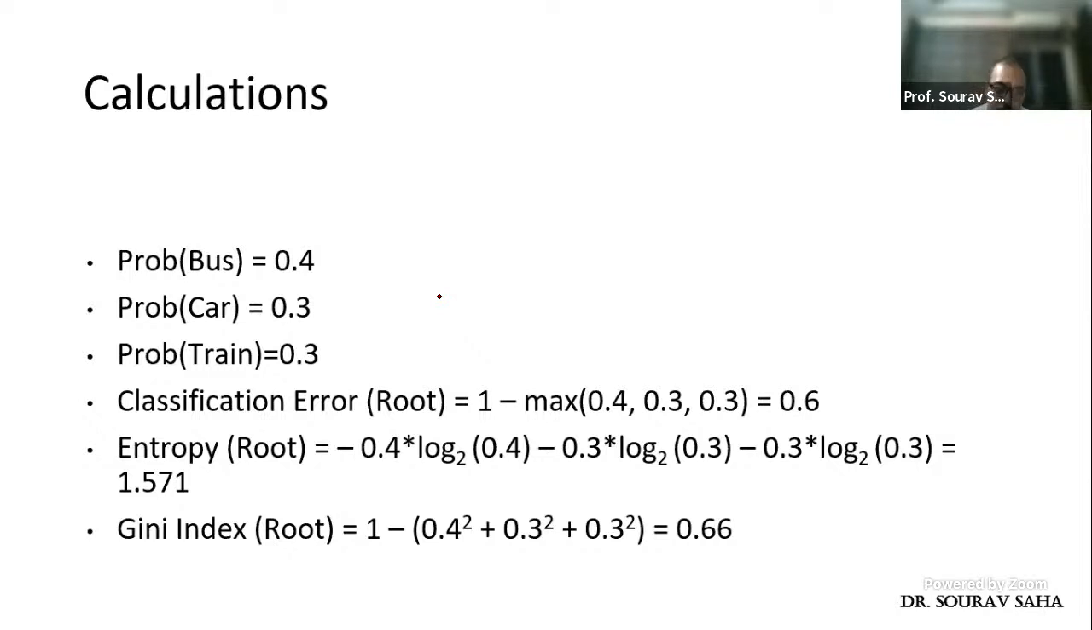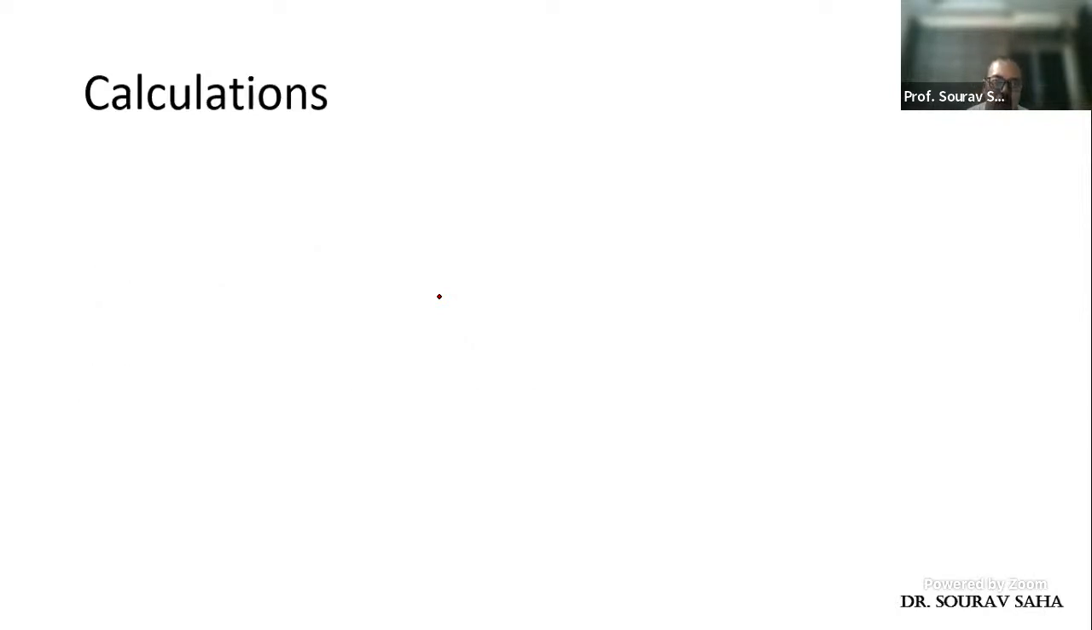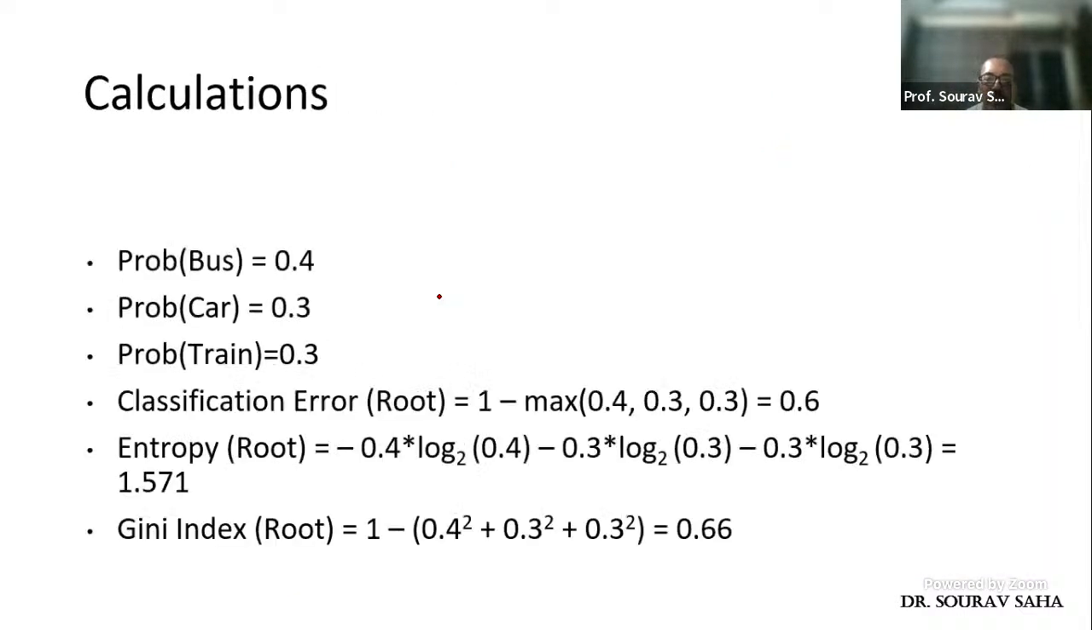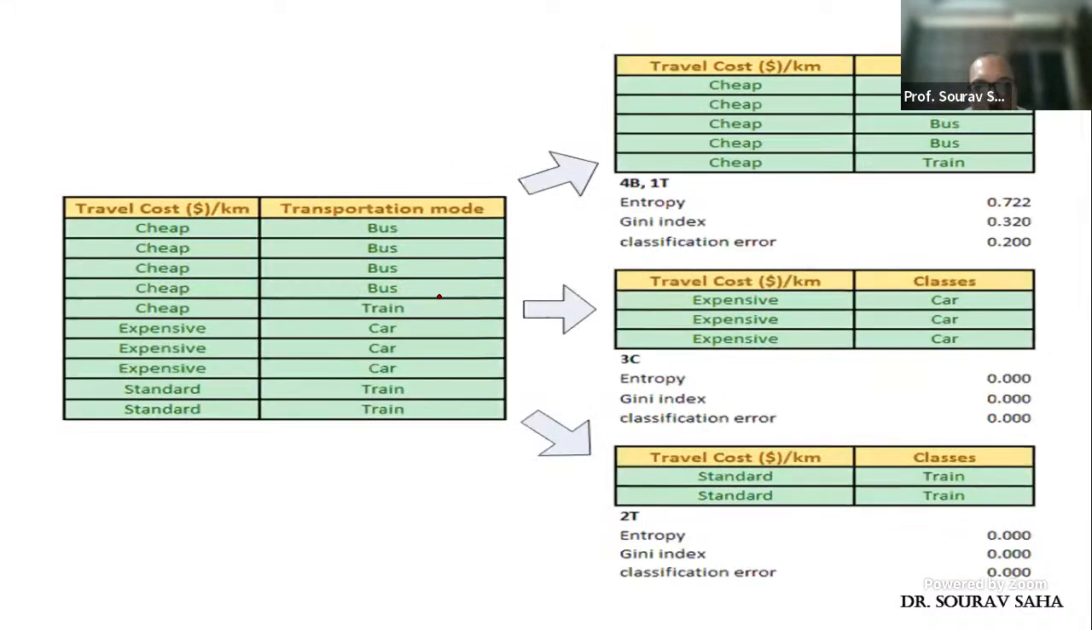Now we need to decide how to do the splitting, and for that I have gender, car ownership, travel cost, and income level. So let's see how we can do this splitting. Let's say that I have split based on the travel cost.